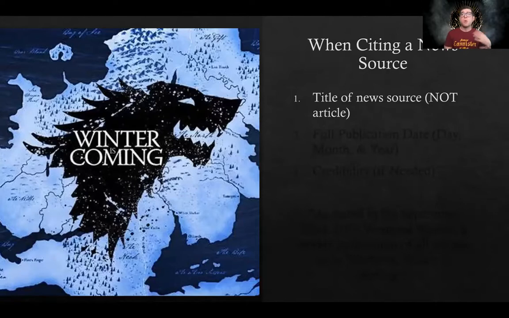So for this, what you need to cite is the title of the news source, not the title of the article. So where did you get this? The New York Times, the Wall Street Journal, the Red Eye, like where is this coming from? So what's the title of the news source, not the title of the article?